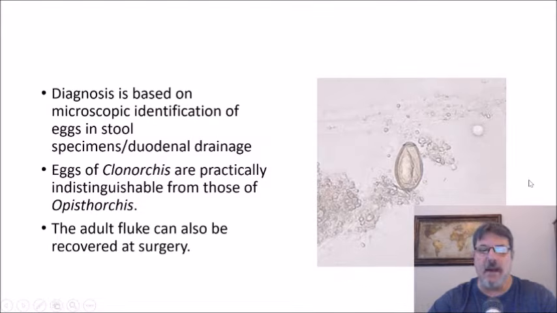Diagnosis is based on microscopic identification of eggs in stool specimens or duodenal drainage. The eggs of Clonorchis are practically indistinguishable from those of Opisthorchis. Now, this is another parasite that looks a lot like it, very similar in symptomatology, but I'm not going to be going over that in this lesson. The adult fluke can also be recovered at surgery.